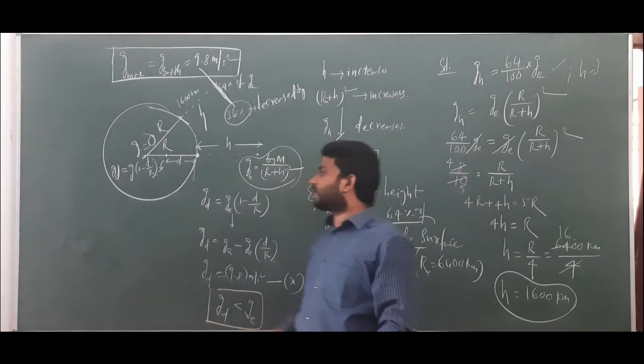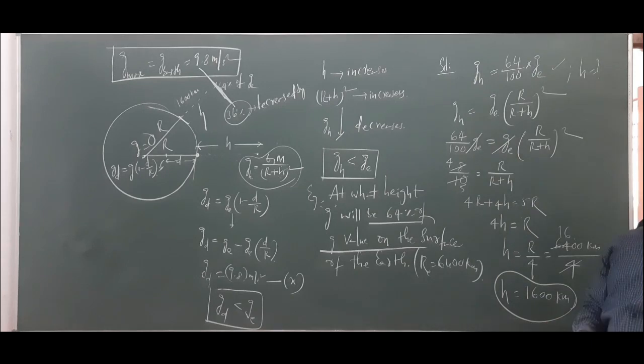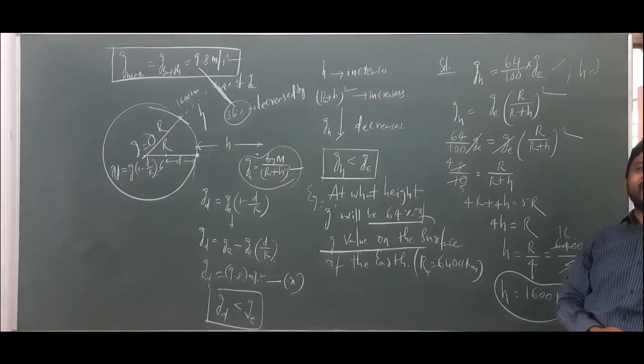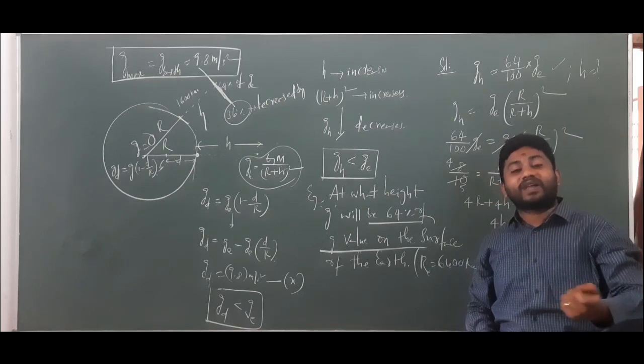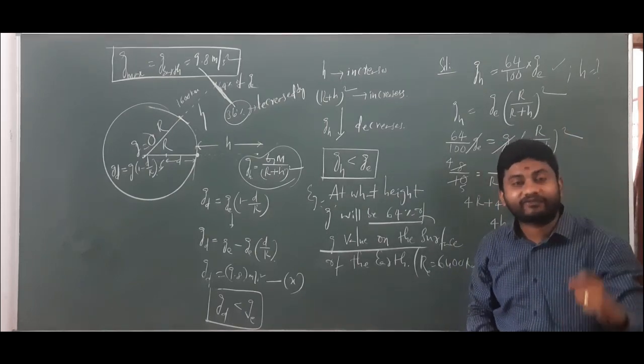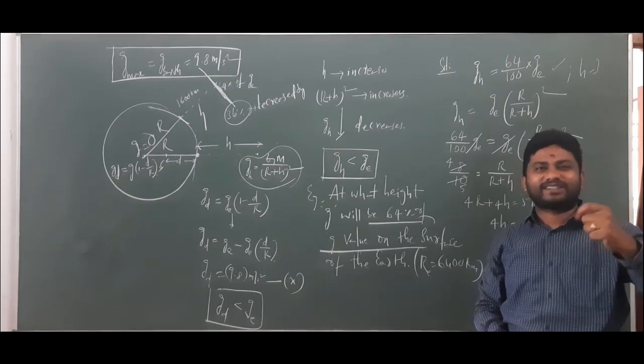64%. With the 64%, you have to solve the question in this way. So simple. Understand? You should not write 36 by 100. If they say that at that point 36% is there, the G value compared to the surface of the earth, you should take 36 by 100.